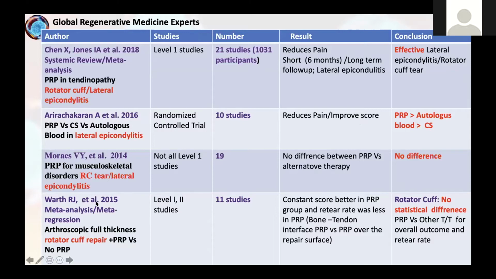Then Rath did another meta-analysis in 2015 and they included both level 1 and level 2. And they also found that if you are using PRP in an arthroscopic repair of a full tear of the rotator cuff, when you apply PRP at the junction of tendon to the bone, it helps. But when you apply it over the surface of the tendon, it doesn't help. And there's no statistically significant difference between the overall outcome or the re-tear rates.